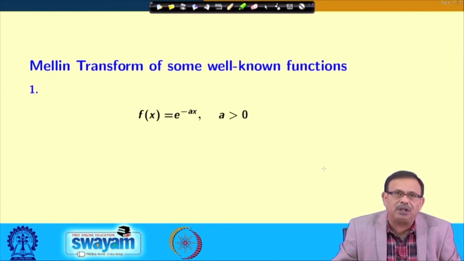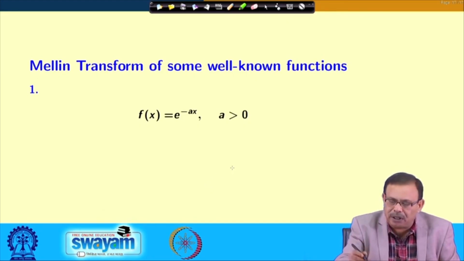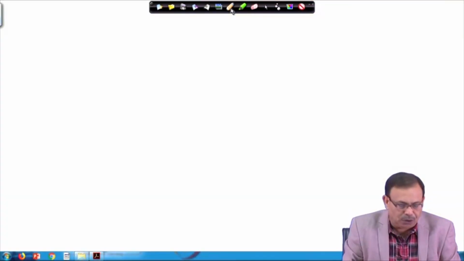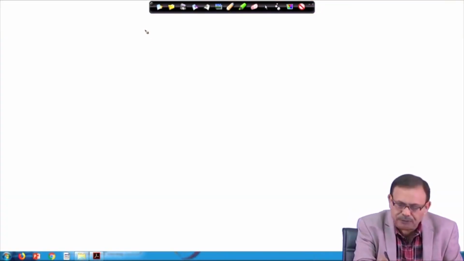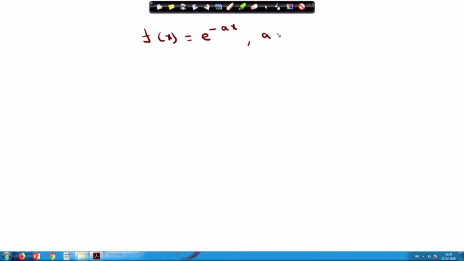Now, let us see one example, Mellin transform of some well known functions. The first one is f(x) equals e to the power minus a x, where a is greater than 0. So, your function is f(x) equals e to the power minus a x, where it is told that a is greater than 0. Mellin transform of e to the power minus a x.